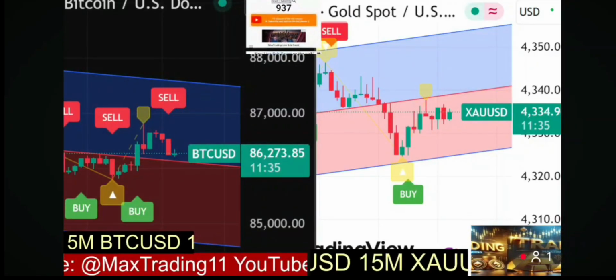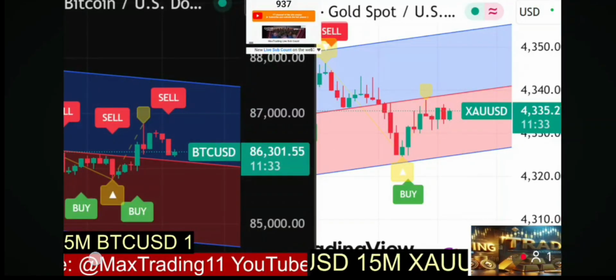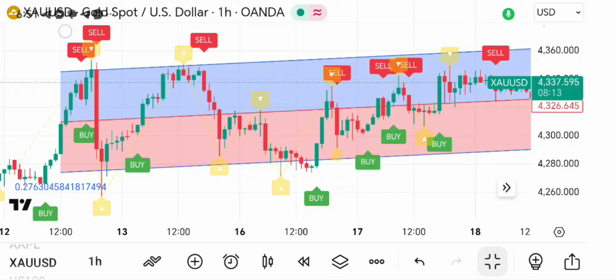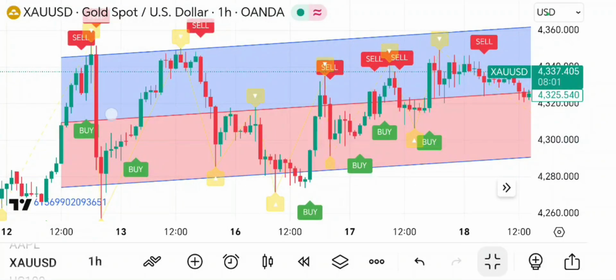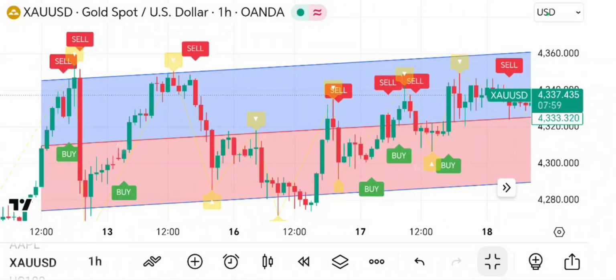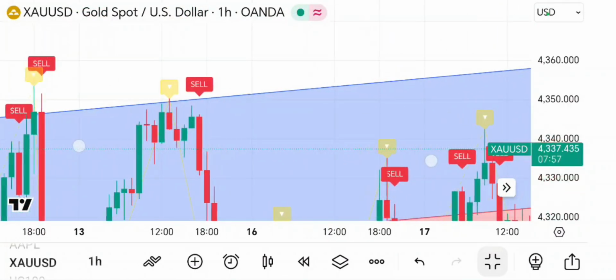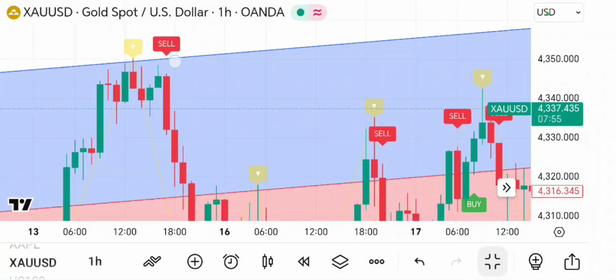Section 4. Why it works. This approach works because it follows market structure and price behavior, not emotions. The channel shows balance, the swings show reaction, and the labels give the final confirmation. When all three align, I enter. If not, I wait. That's the discipline you need as a trader.